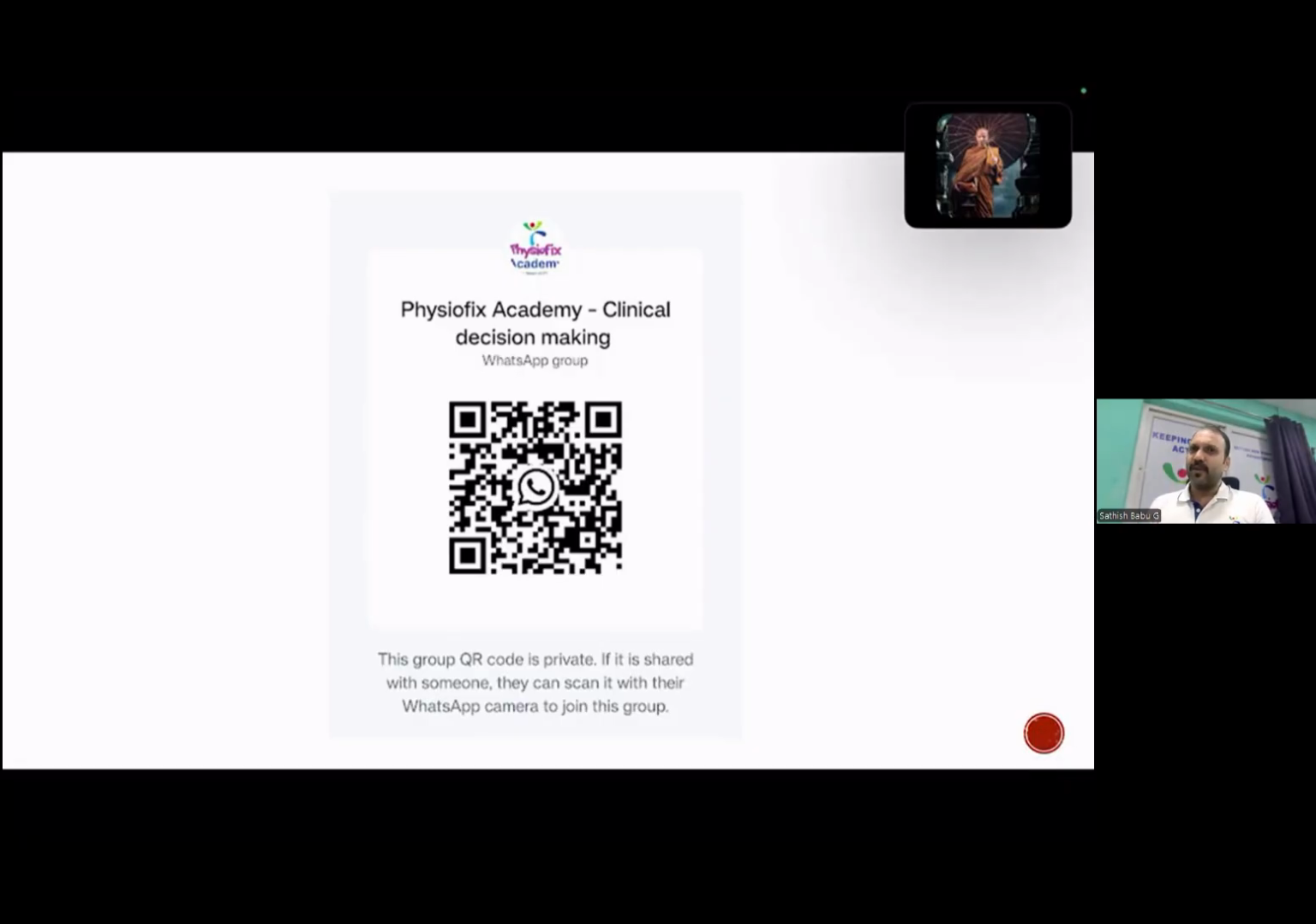So this is a gist of what we did today. In future, we are planning a workshop which helps us plan how to work on the rehabilitation of this kind of tendinitis, ligament injuries, and retinacular injuries.